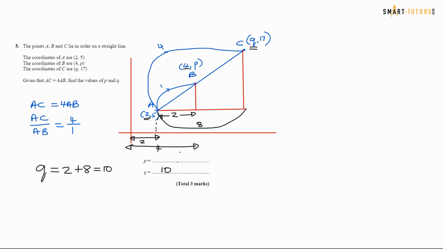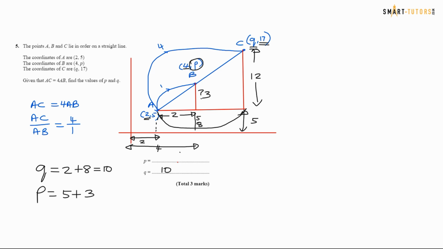Now the height of this is 5 and this is 17. 17 take away 5 is 12. Now the ratio we already found is 1:4. So that means the bigger length is 12. Then if you want the shorter length, 12 divided by 4, this is 3. So if this is 3 and the vertical distance is 5, then 5 plus 3 is the P.